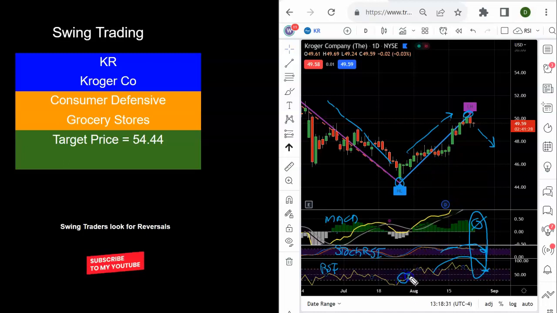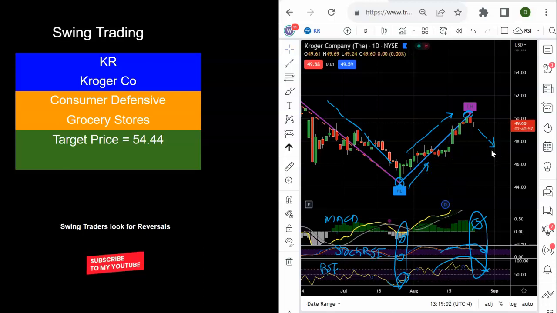The RSI is below the 30 and comes back around, stochastic too, and the MACD is below the zero line. When they all occur, that's a time to take a long. See how that works? So my technical indicators are showing a down for Kroger.